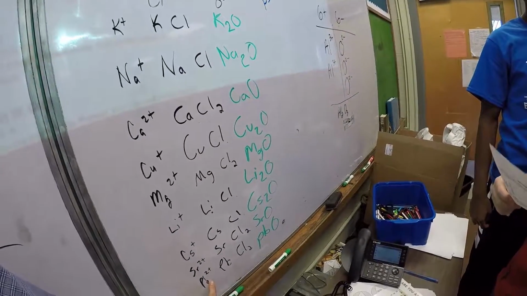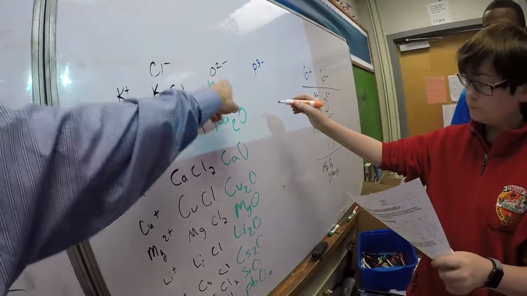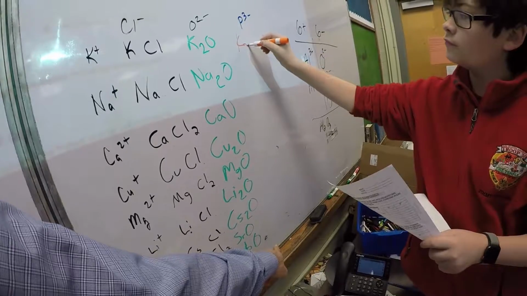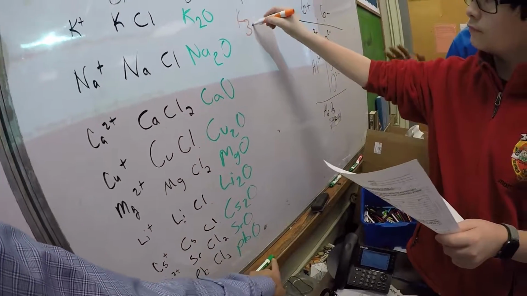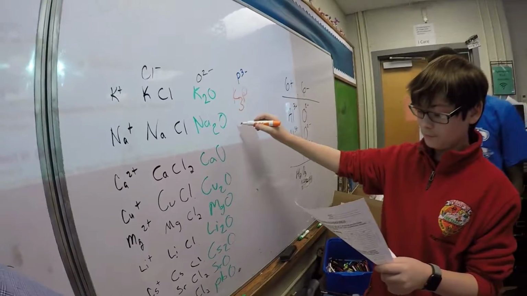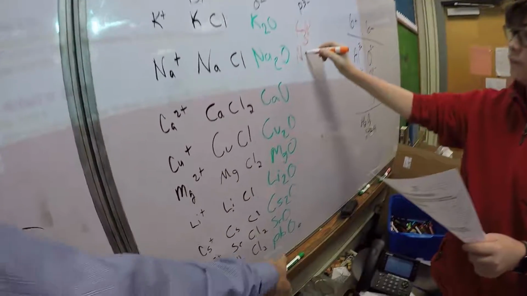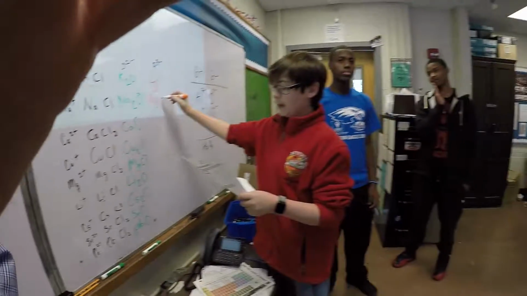When you have a 2 right here, and you have a 2 right here, you're not going to do Pb2O2. It's not going to be Pb2O2. It's going to simplify to PbO. So whoever did that, nice job. I told him how to do it.